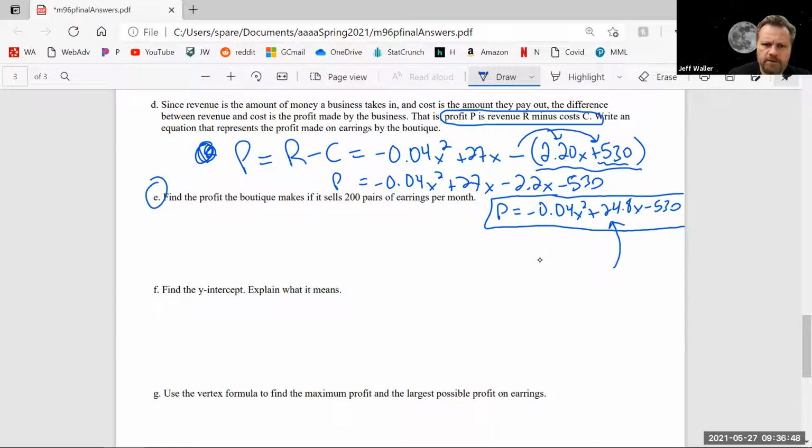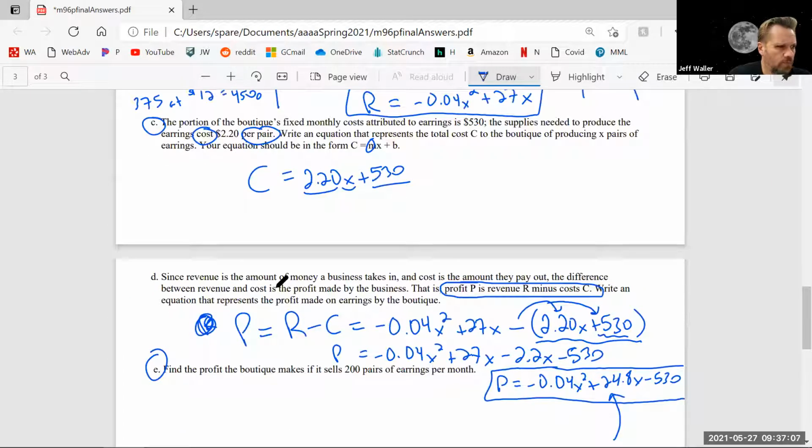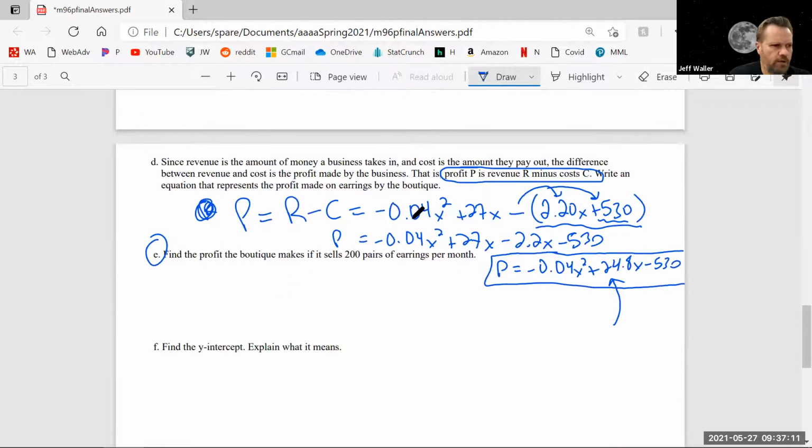Okay, I see somebody shaking their head, yes. Oh, before we go on to E, could you put it back to C? Okay. All right, thank you. So I got revenue minus cost. And then I put my like terms together. So that's the profit function.